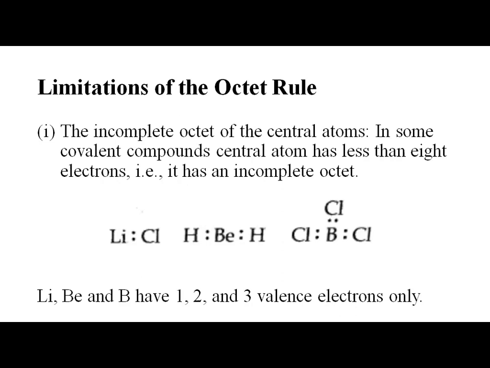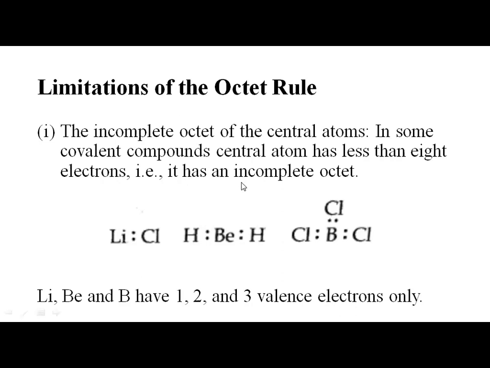Okay, fine. But there are certain limitations for this octet rule. Now, what are the limitations for the octet rule? Why, sir, in some cases was the octet rule not accepted? Okay, let us try to understand one by one. The first point is incomplete octet. Now, what does incomplete octet mean?